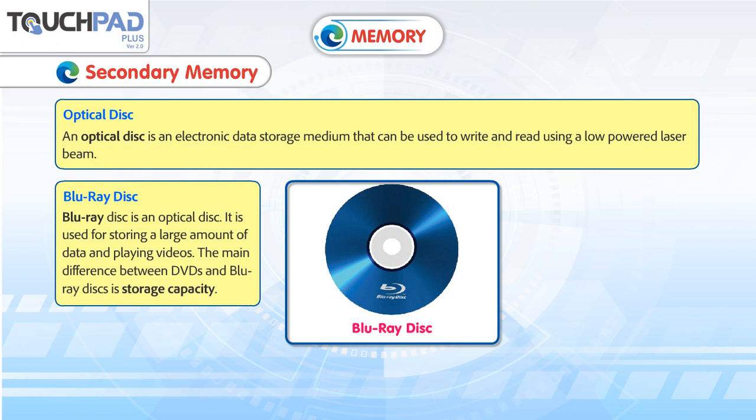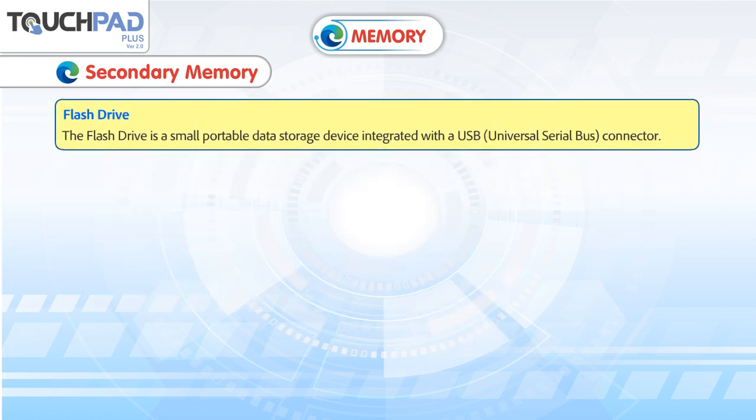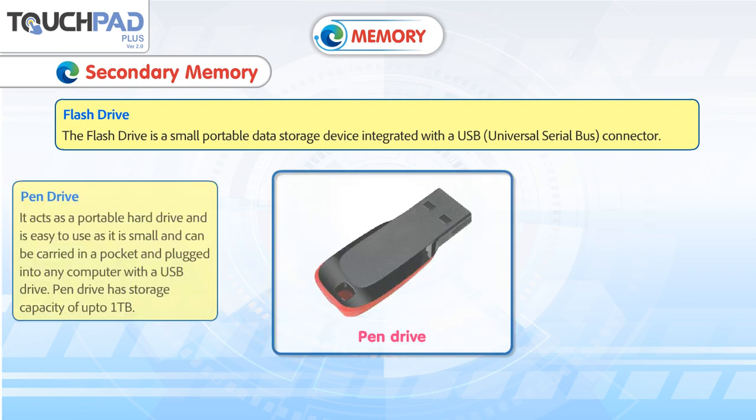Blu-ray disc. Blu-ray disc is an optical disc. It is used for storing a large amount of data and playing videos. The main difference between DVDs and Blu-ray disc is storage capacity. Flash drive. The flash drive is a small portable data storage device integrated with a USB, Universal Serial Bus Connector.